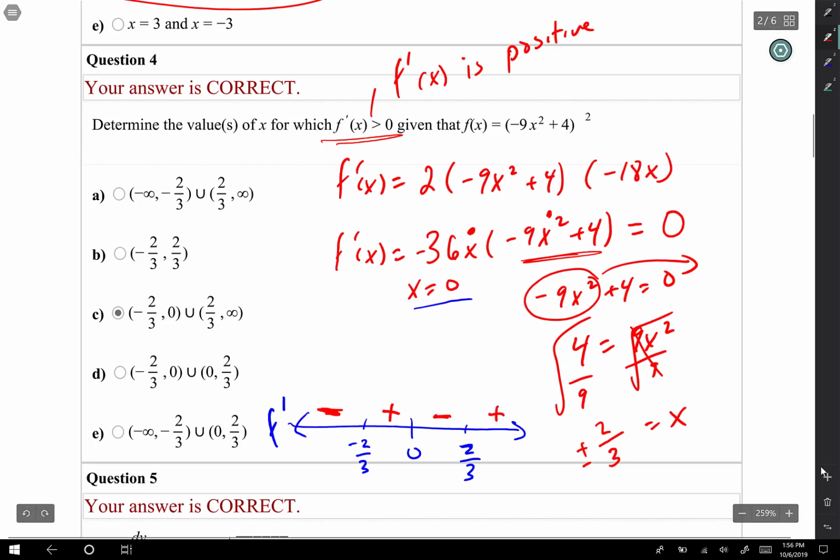So it wants to know where f prime is positive: in this interval and in this interval. Notice there's no equal sign, so no brackets. So negative 2/3 to 0 and 2/3 to infinity.